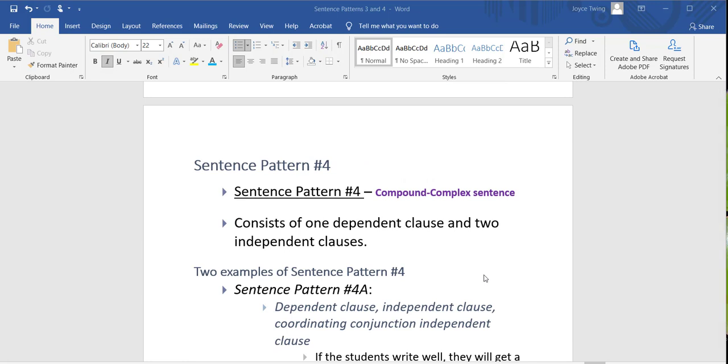So I will be looking forward to seeing examples of these sentence patterns in your writing. And I'm already seeing examples of them, but they're not always punctuated correctly. So hopefully this will help.